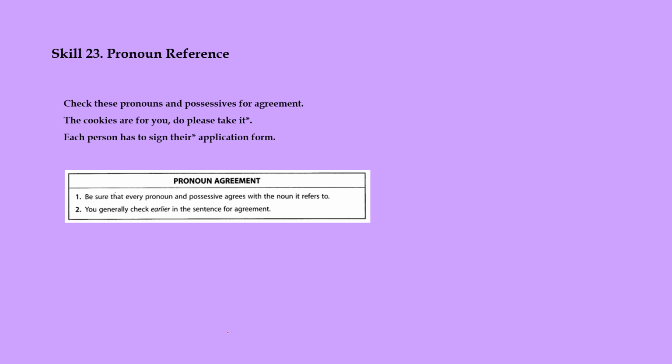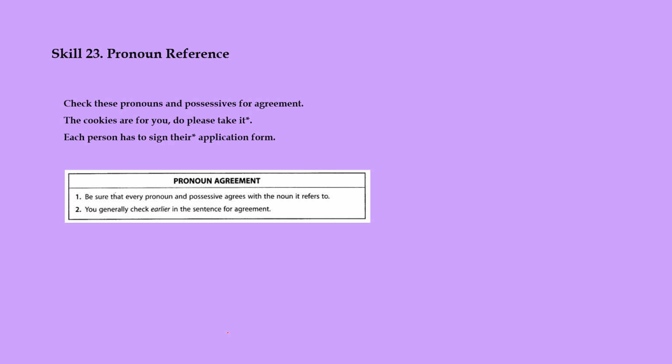We can also find an asterisk, and it indicates again an error. Why error? Because there refers to each person. Each person is a singular noun, so there cannot be used. It must be his or her. Each person has to sign his or her application form. His or her refers to each person.